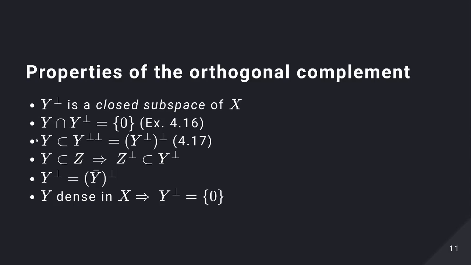And so this becomes an equal sign only when Y is already closed. So indeed, the orthogonal complement of the orthogonal complement is already closed. So if you take its orthogonal complement 2 times again, then it's the same. So instead of 2 equals 4, I should have said 1 equals 3.